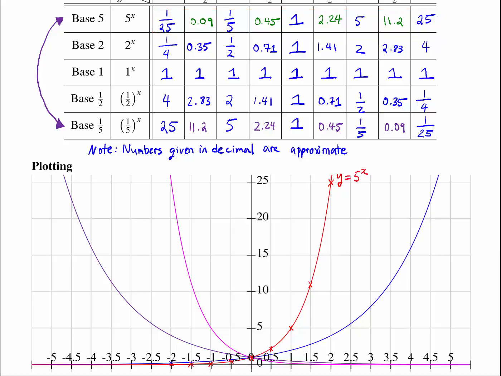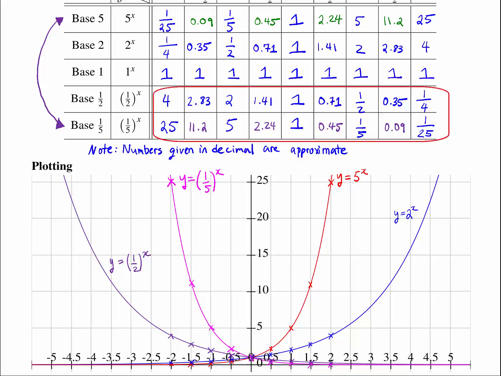Do the same thing for 2 to the x, and we get these points here. And if we had included more numbers, we would have got this blue curve here, which is 2 to the x. And then to get (1/5) to the x and (1/2) to the x, we just note that these are reflections. So we can take the mirror image of 5 to the x about the y-axis, and we get (1/5) to the x. Same thing for (1/2) to the x, it's just the mirror image of 2 to the x. We can check by putting these points on, which correspond to the last two rows in this table.